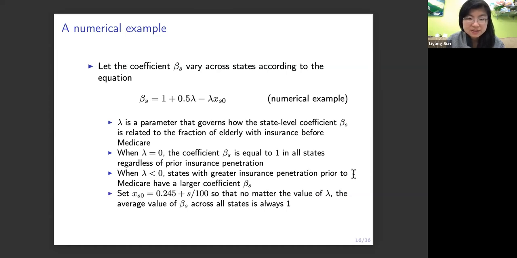When lambda is less than 0, this is the heterogeneous model we discussed earlier, where states with a greater insurance penetration prior to Medicare have a larger coefficient beta s. We specify the fraction of the elderly with insurance before Medicare in a way such that the average value is always 0.5. And this way, no matter what the value of lambda is, the average value of beta s is always 1. And by varying lambda, we can vary the relationship between beta s and x while holding constant the average value.